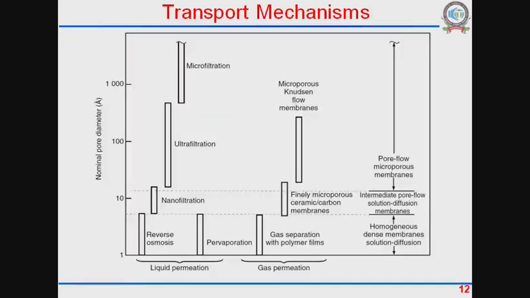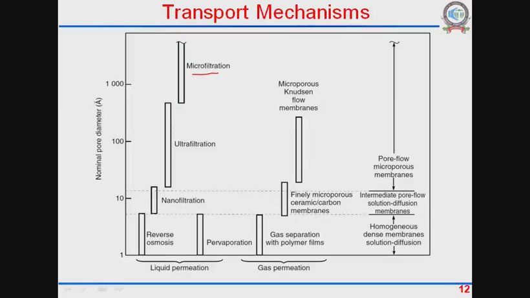So just to summarize what we have seen just now, the pore diameters and the size of the molecules will decide what kind of membrane filtration mechanism will take place. If pore size is very big, let's say, this is in terms of angstroms, 1000 angstroms is 100 nanometers, we will be able to filter out big particles. These are called microfiltration applications.